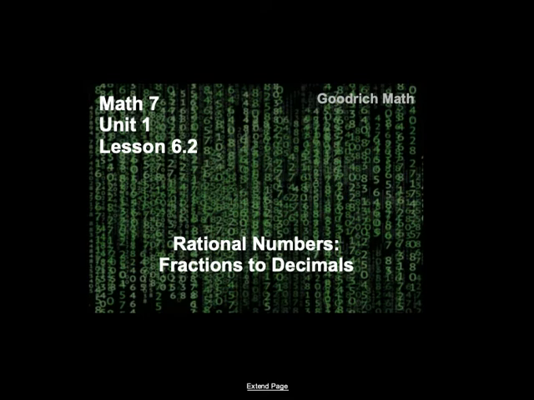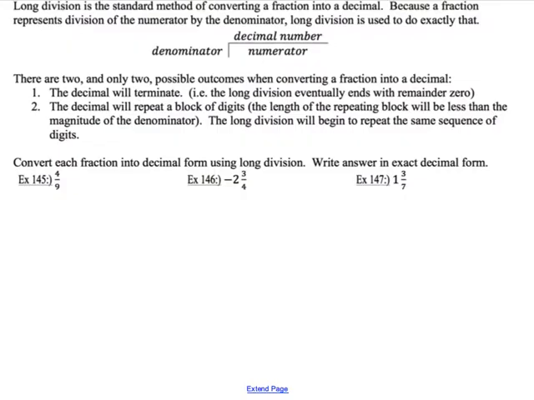Unit 1, Lesson 6, Part 2, Rational Numbers, Changing Fractions to Decimals. Long division is a standard method for converting a fraction into a decimal. Because a fraction represents division of the numerator by the denominator, long division is used to do exactly that. You put the denominator on the outside, the numerator goes on the inside, and when you divide the numerator by the denominator, you will get the number as a decimal number.